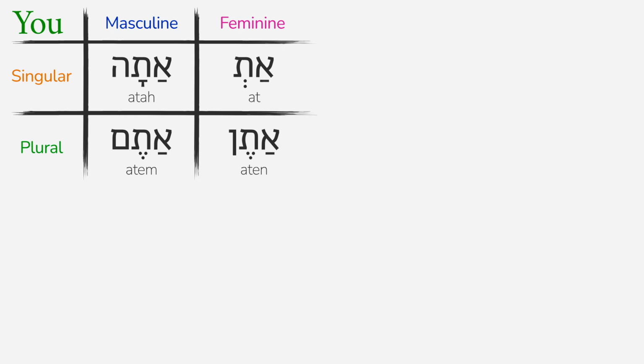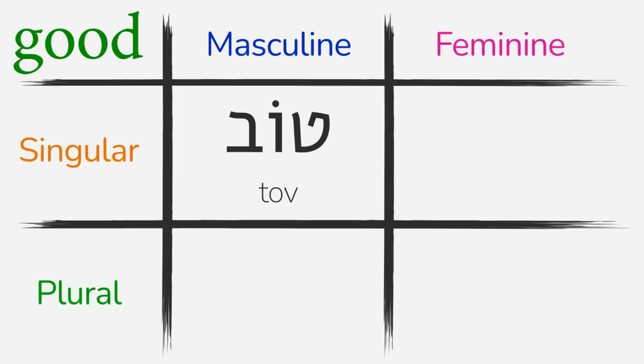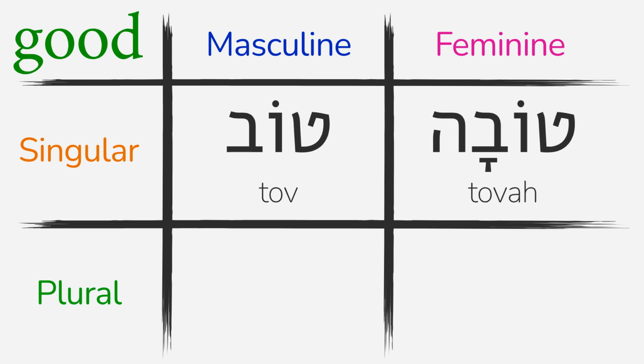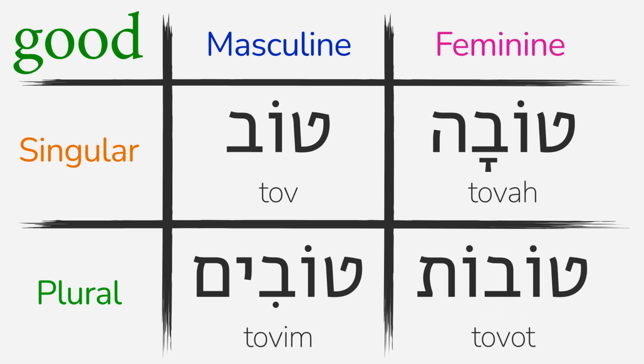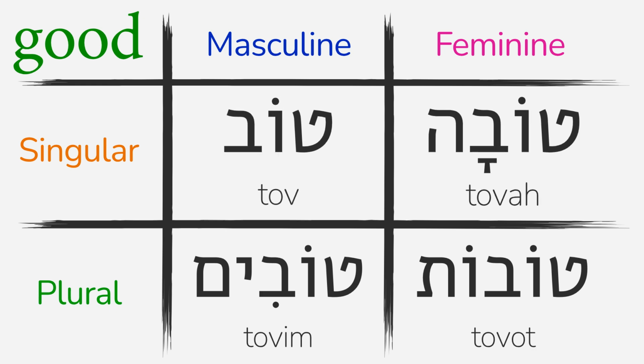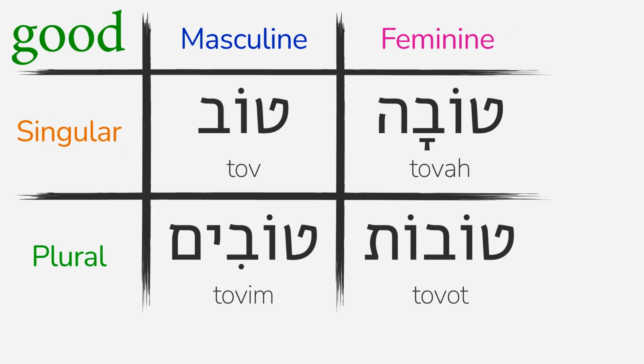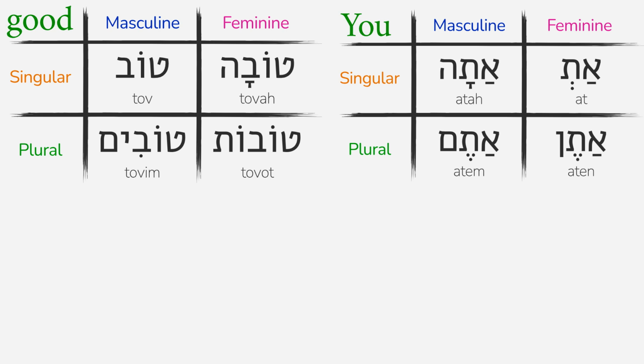Since there are 4 forms of the word you in Hebrew, there are 4 ways to say the sentence, you are good. In Hebrew, we don't need a word for are, and the Hebrew word for good is tov. But remember that tov is just the default masculine singular form of the adjective good. To make the other forms, we'll have to add endings onto it. To make the feminine singular form, we will add an a ending to get tova. To make the masculine plural form, we'll add an im ending to get tovim, and to make the feminine plural form, we'll add an ot ending to get tovot. Tov, tova, tovim, tovot.